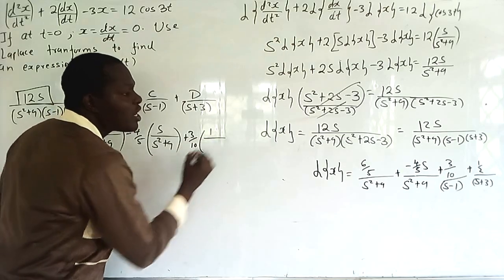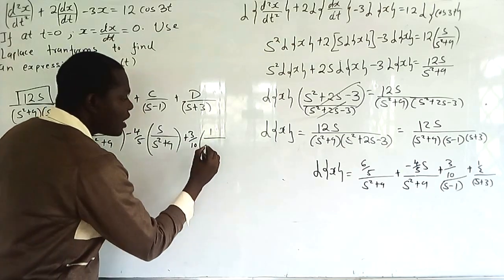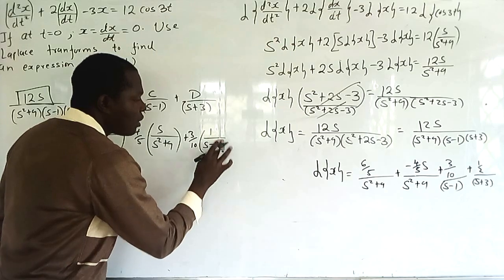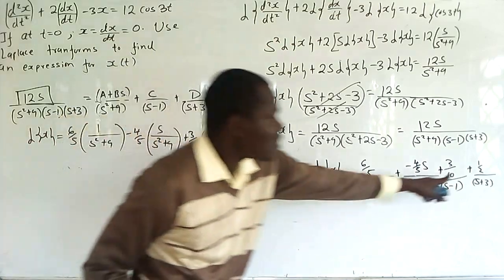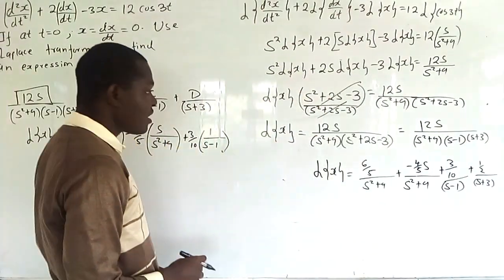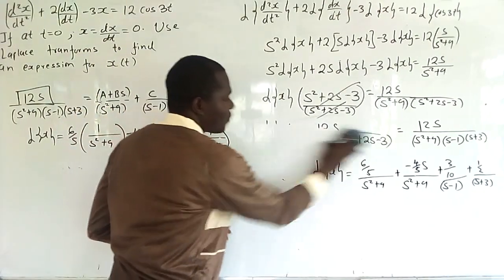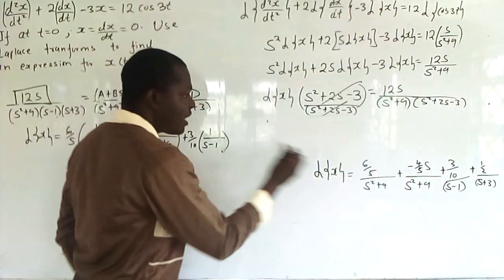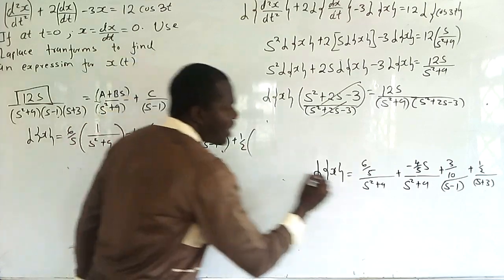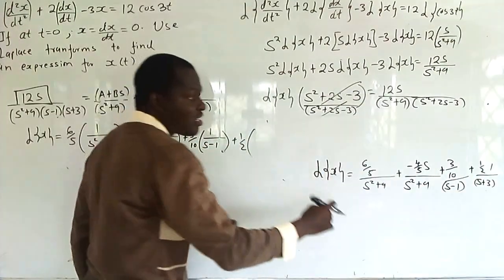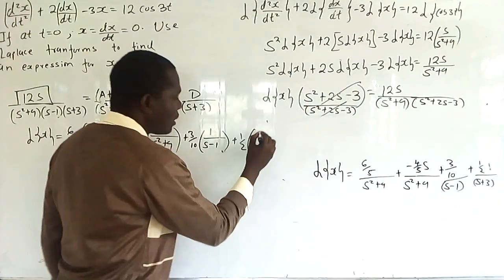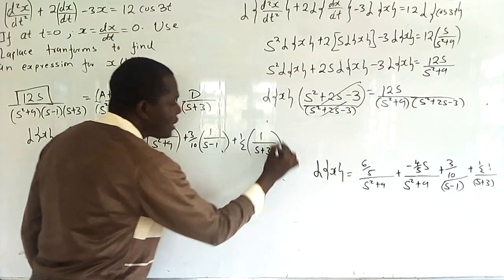Then in the numerator we remain with 1, isn't it? And the denominator is s minus 1. Are we together? Yes. Then the next one, positive a half, is a constant, isn't it? Factorize it outside, you have plus a half. Then in the numerator you remain with 1 over s plus 3.